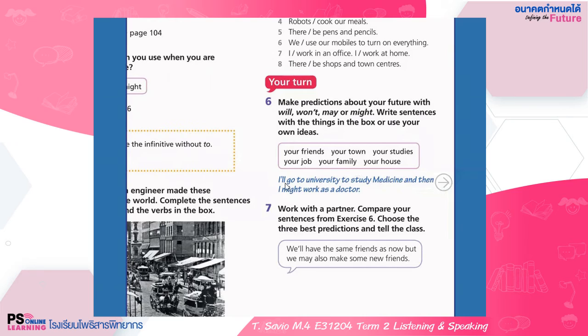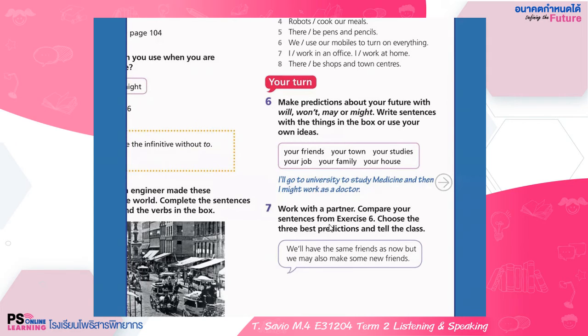Example: I'll go to university to study medicine, and then I might work as a doctor. So the example is about studies. So you can make your own sentences using your own ideas. And then when we come back to the classroom, we can compare our ideas with our partner.